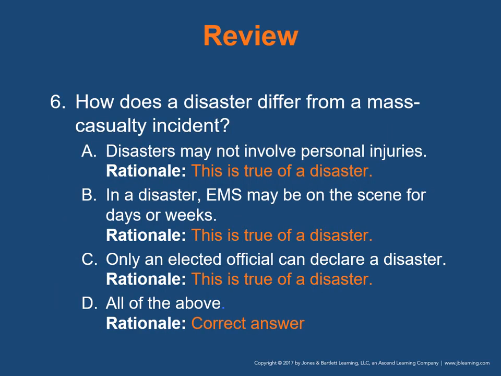And let's look at the incorrect answers. How does a disaster differ from a mass casualty incident? A, disaster may not involve personal injuries. That is true of a disaster. B, in a disaster, EMS may be on the scene for days or weeks. Also true. C, only an elected official can declare a disaster. That is true as well. So, of course, the correct answer is D, all of the above.